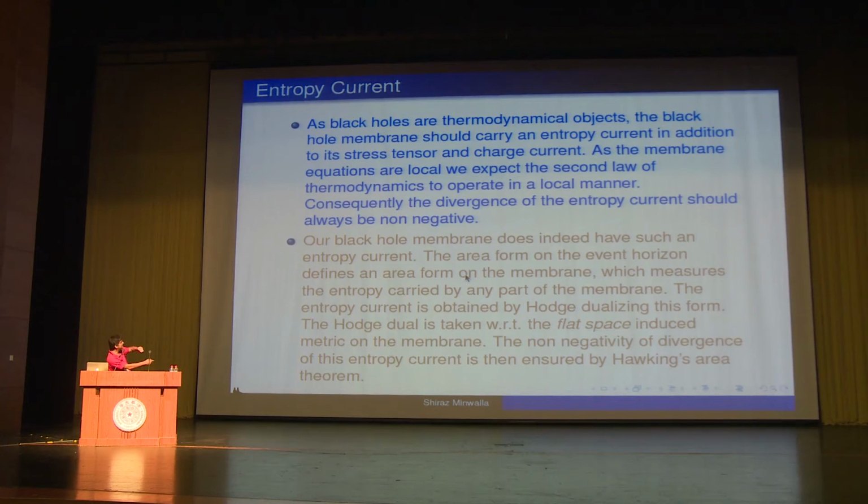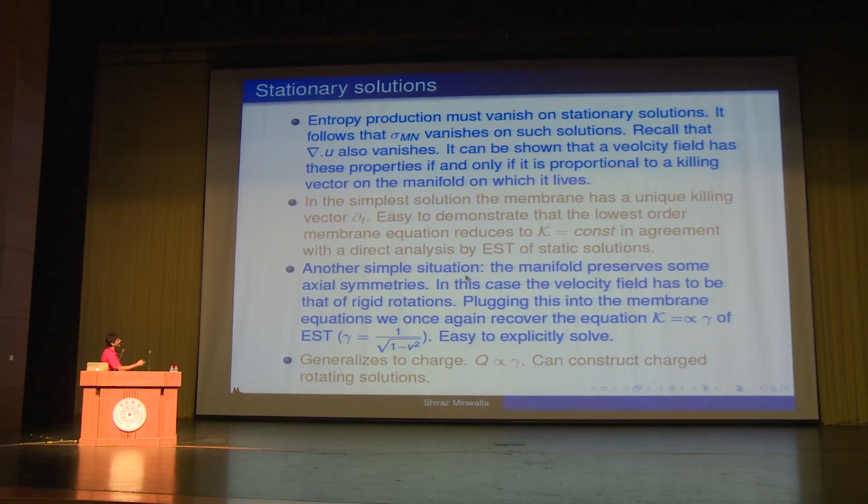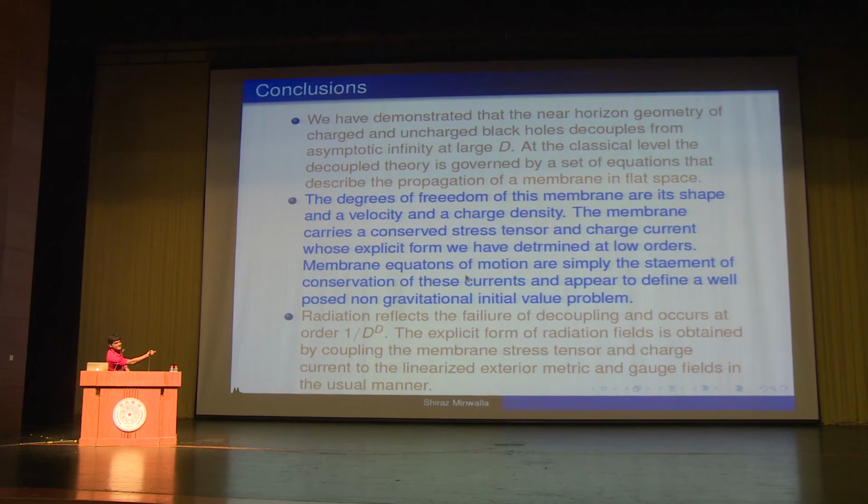Okay, one can use the area form on the event horizon to deduce an entropy current on this membrane, which from Hawking's area increase theorem can be shown to always have positive divergence, very much like Hong had in his talk. To leading order, this area current turns out to be a very simple entropy current. Okay, using this entropy current you can find stationary solutions. I don't have the time. There's a long and interesting story.